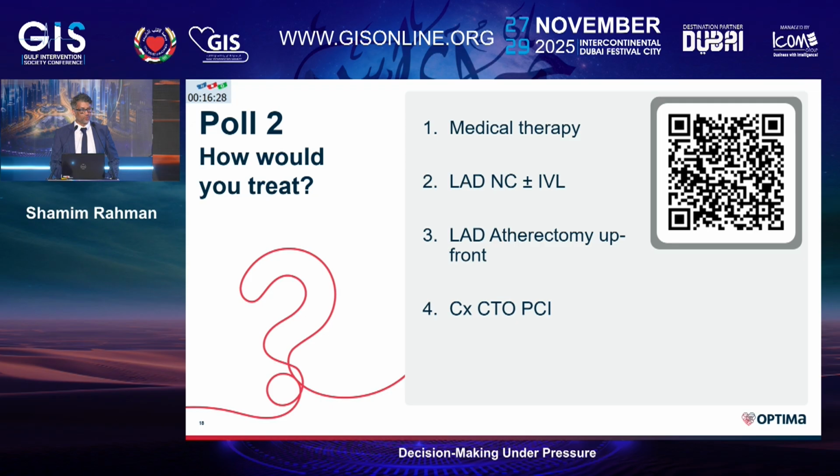Let's go to the polls. Get your cameras out. You can stop doing the exercise now. That would be asking too much. Point your phones at the QR code. And to move the session on, I'm just going to give you a few seconds to do that while you choose whether you're treating this patient with tablets, an NC balloon and an IVL balloon, atherectomy up front, or you're taking on the CTO PCI.